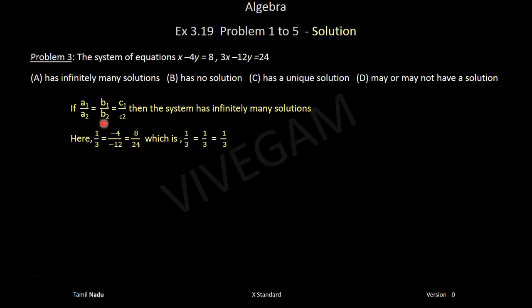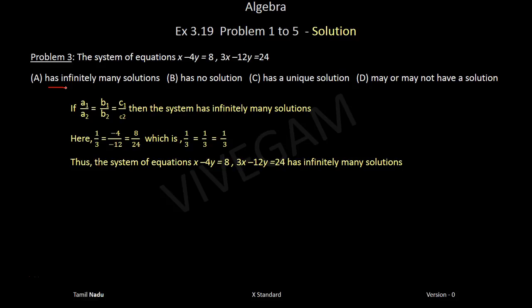So all three, a1 by a2, b1 by b2, c1 by c2, all point to 1 by 3. Therefore, they are all equal, and since they are equal, the system will have infinitely many solutions. So the option for us is option A. Am I right? Okay, let's move to the next problem.